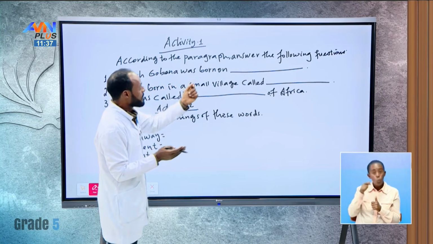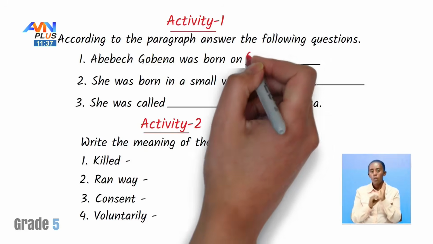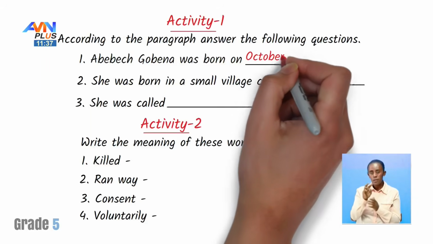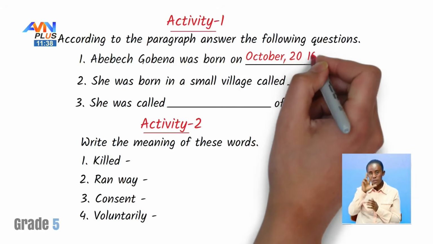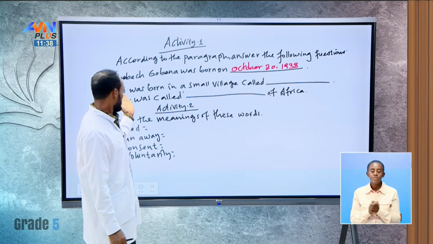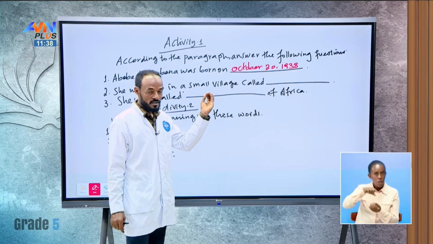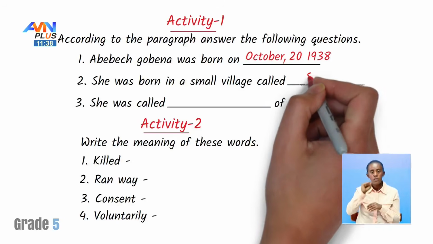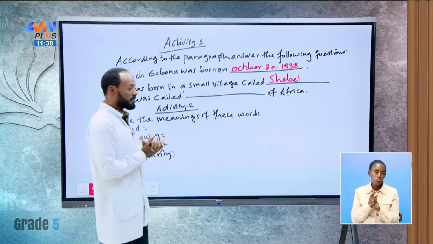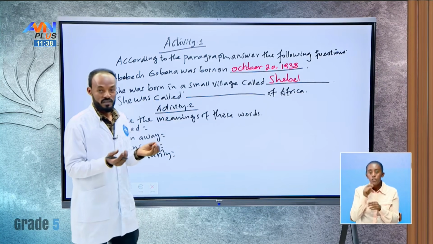So what about the first one here? Abebech Gobena was born on October 20, 1938. Am I right? Sure. So what about the second one? She was born in a small village called Shebel. Nice. If you said Shebel, you're right. What about number 3, the third one? She was called the blank of Africa.